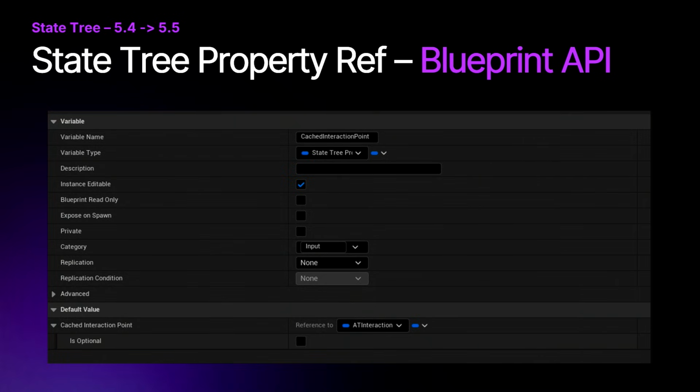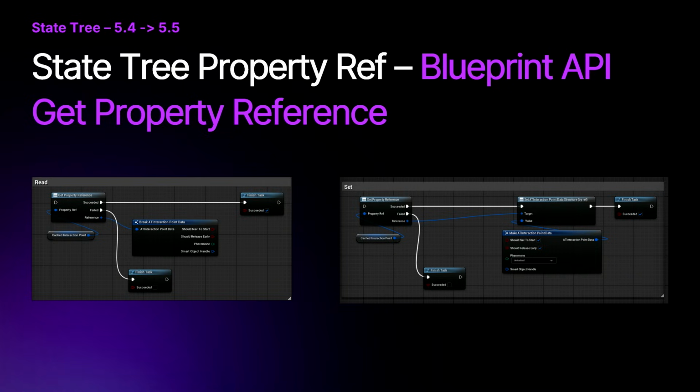Unreal also supplies a Blueprint API for state tree property reference. You will just need to set up a variable in the task by selecting state tree property reference, and set the reference to the structure you want to use under the default value. Read and write by calling the node Get Property Reference in the blueprint.